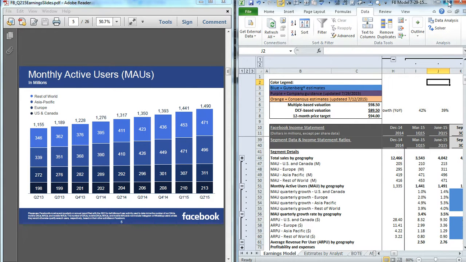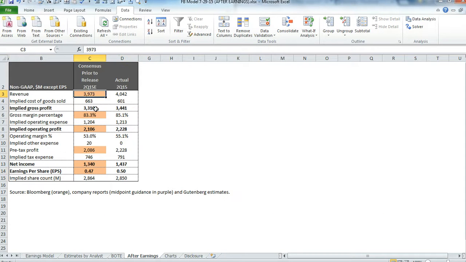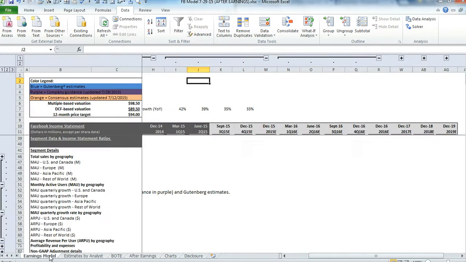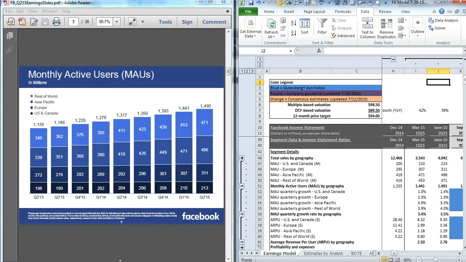Now, there is a tab where we show the results after the earnings. Again, each one of these orange cells represents the consensus estimates, and you can see where the actuals came in. They beat on revenue, beat on gross margin, beat on operating margin, beat on net income, and beat on diluted non-GAAP EPS. So it was very strong results. I guess the question then is, why are shares falling in after hours? And there could be a few reasons for that.